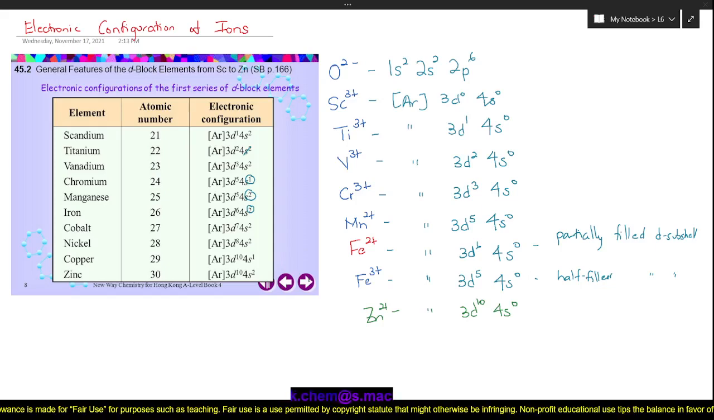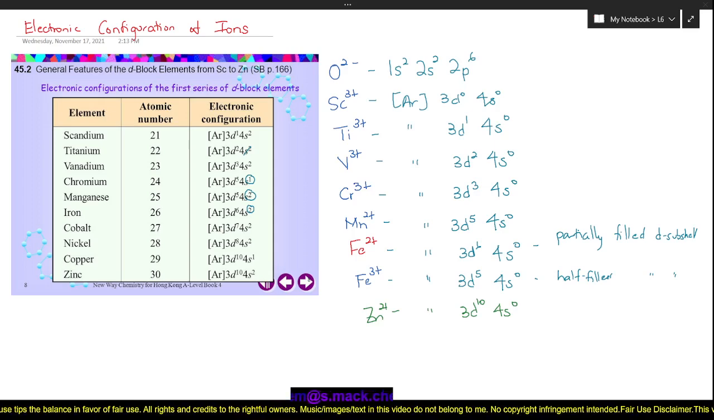Hi guys, in this video we're going to look at the electronic configuration of ions, and I'll be paying close attention to the electronic configuration of ions formed by some of the transition metals. On the left of my screen you're going to see a table showing the first 10 elements from the D block series. These are all transition elements or metals, with their atomic number, their electronic configurations, and the electronic configurations for some of the ions they form.